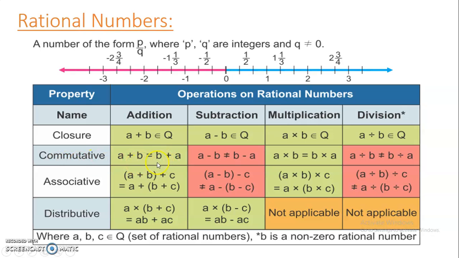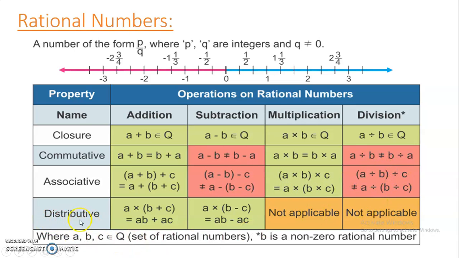If you change the order of addition or multiplication for any two rational numbers, the answer is going to be the same. So it is applied only for addition and multiplication. Then is the associative property, that is, when you take three rational numbers and add them in any order, the result would be the same. And if you multiply them in any order, the answer is going to be the same. It is not applied for subtraction and division.